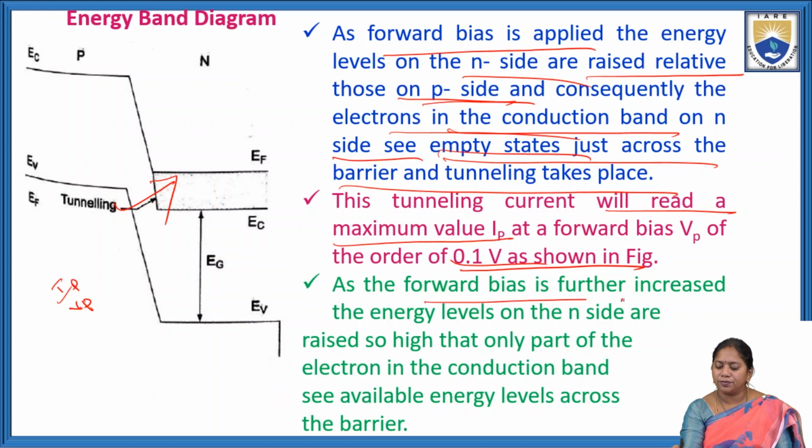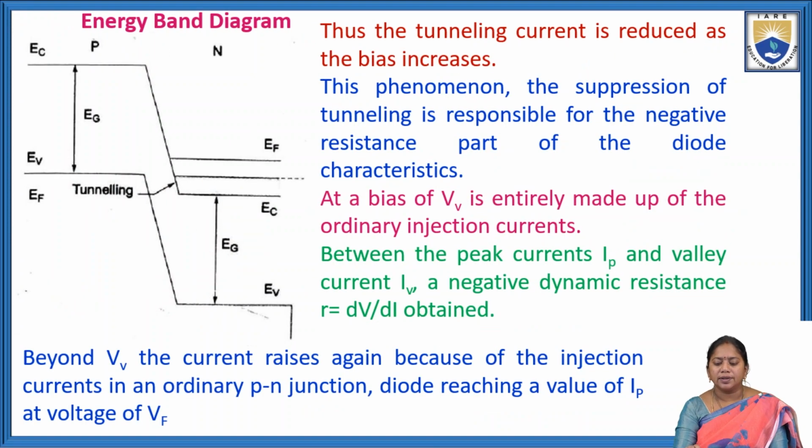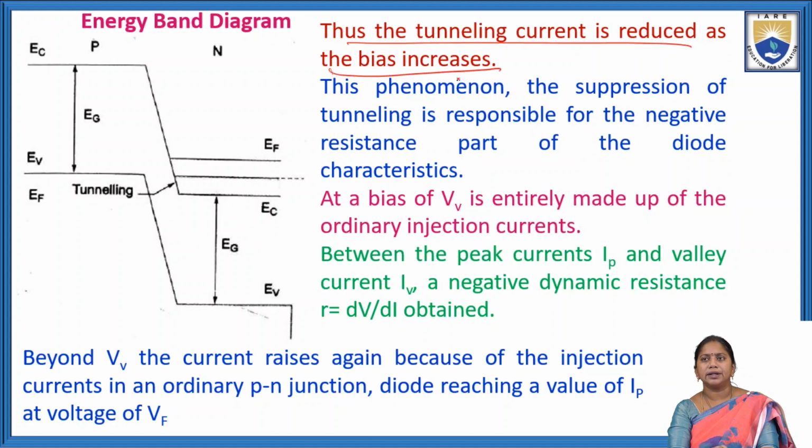As the forward bias is further increased, the energy levels on the N side are raised so high that only part of the electrons in the conduction band see available energy levels across the barrier. The tunneling current is reduced as the bias increases. So the tunneling current will be reduced if you increase the bias.